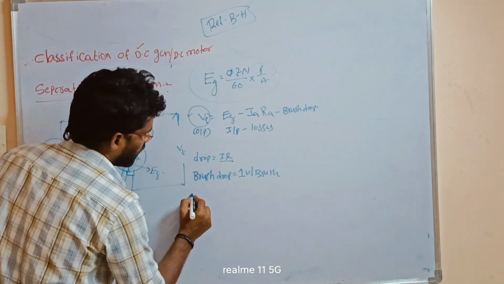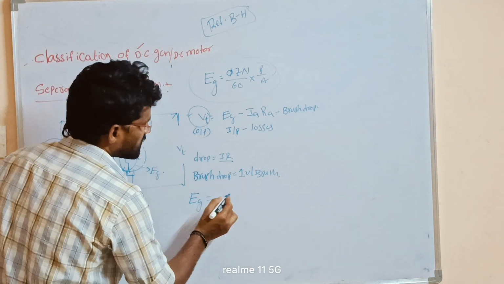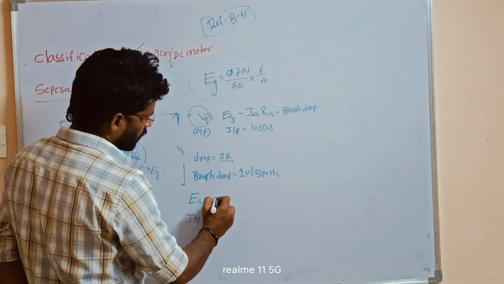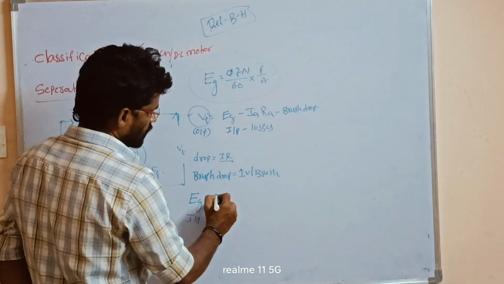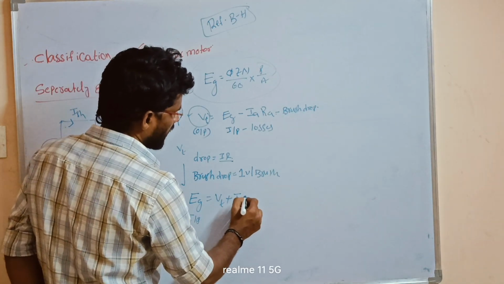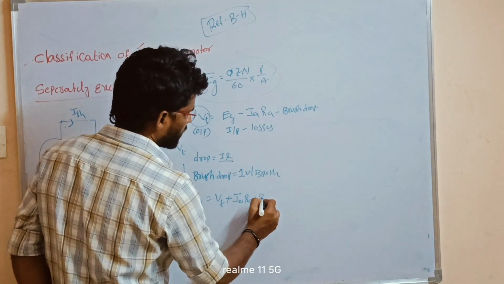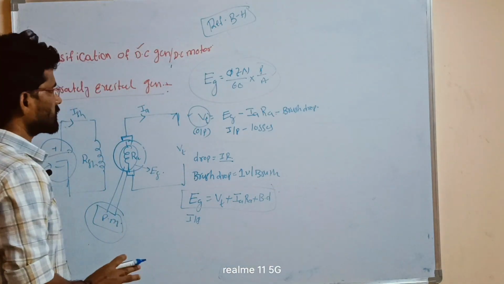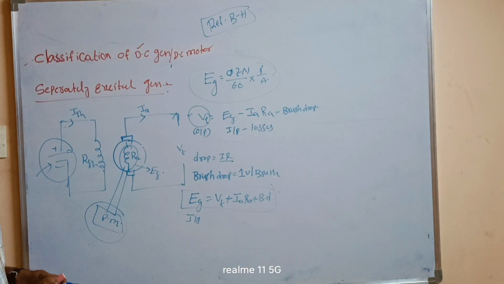So again we can write EG, which is nothing but input, is equal to output plus losses. What is the output? Terminal voltage plus losses. What are the losses? IA RA plus brush drop VD. So this is the separately excited machine.